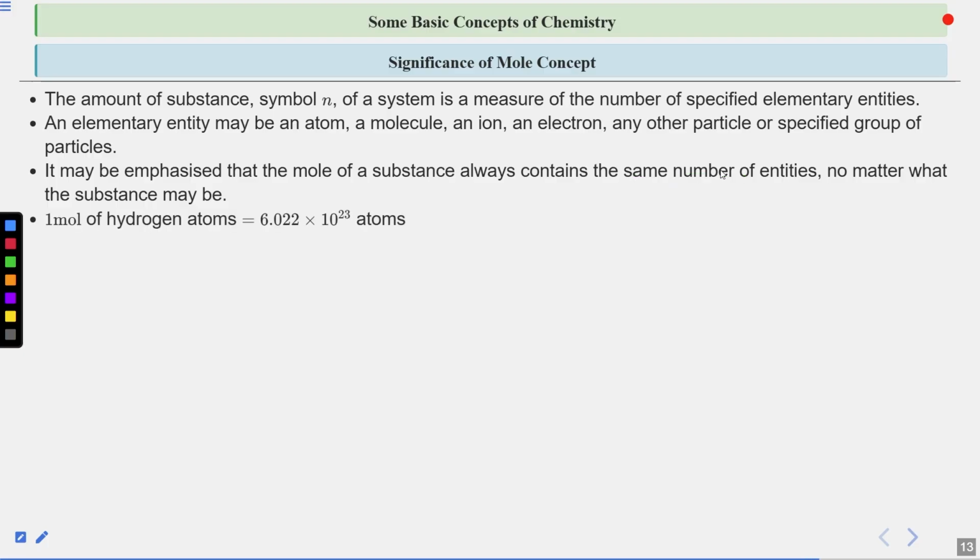Like if we are saying that we have 1 mole of hydrogen atoms, then we will have 6.022 into 10 to the power 23 atoms of hydrogen. As simple as that.